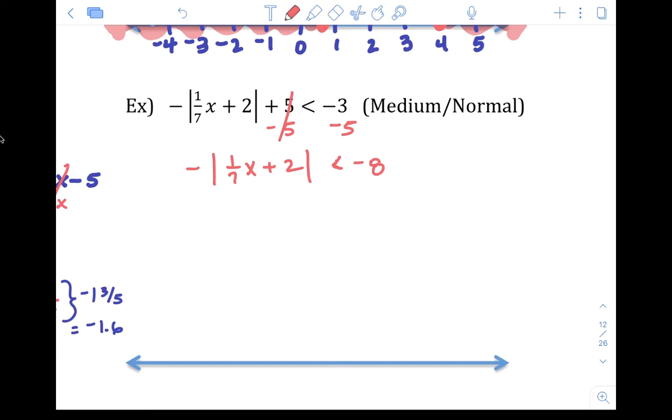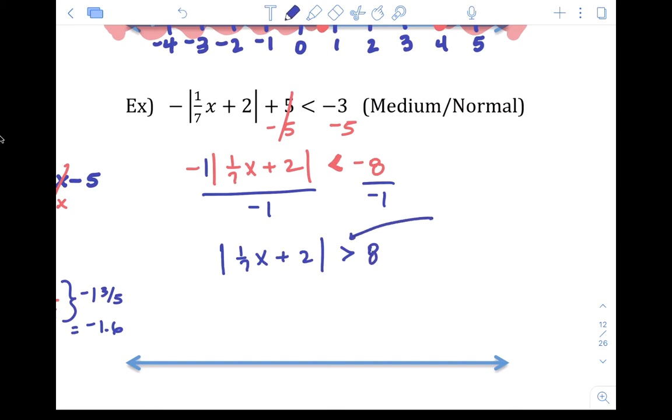The symbol has not changed yet because I didn't divide or multiply by a negative. It was just -3 and -5 combining together to make -8. So there's no change there. However, what comes next? Well, if this is really multiplying by a negative invisible 1 on the outside, to get rid of that, I'm going to divide by a -1. And that just so happens to switch your symbol. Less than becomes greater than, and that -8 becomes +8.